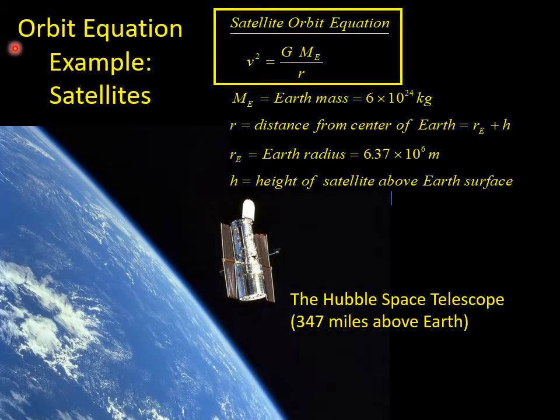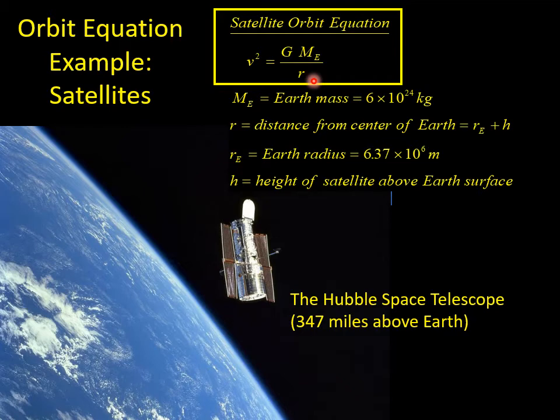The orbit equation can be easily modified to apply to other situations. For example, for a satellite orbiting the Earth, the only thing we have to change is that instead of the mass of the sun being the source of the gravity, now it's the mass of the Earth, since the satellite is orbiting around the Earth. The other thing we have to be careful about is that r, remember, is the distance between the centers of the two objects.